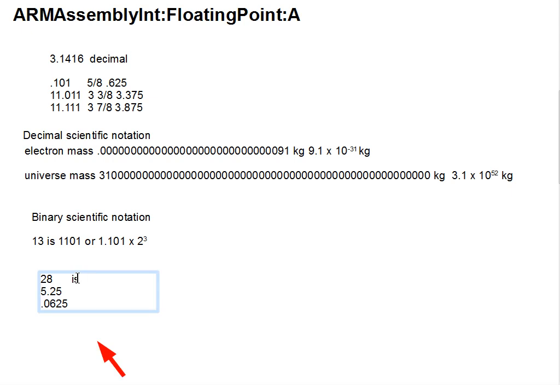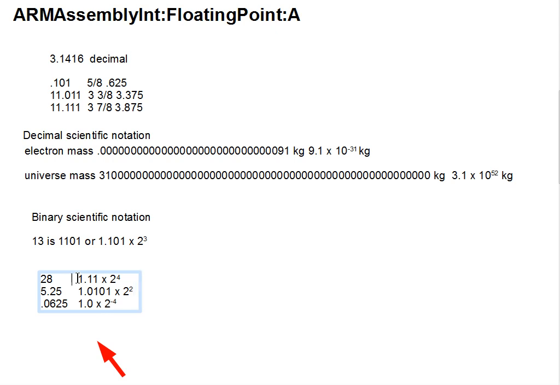And note, by the way, 0.0625 is 1/16. So, if you've thought about those a bit, 28 works out to 1.11 times 2 to the fourth power. 5.25 is 1.0101 times 2 to the second power. And 0.0625 is 1.0 times 2 to the negative fourth power.